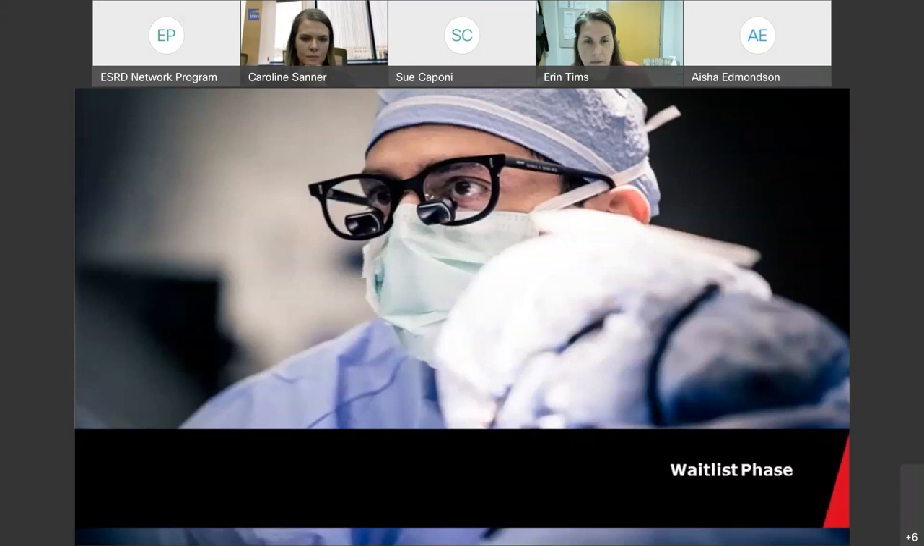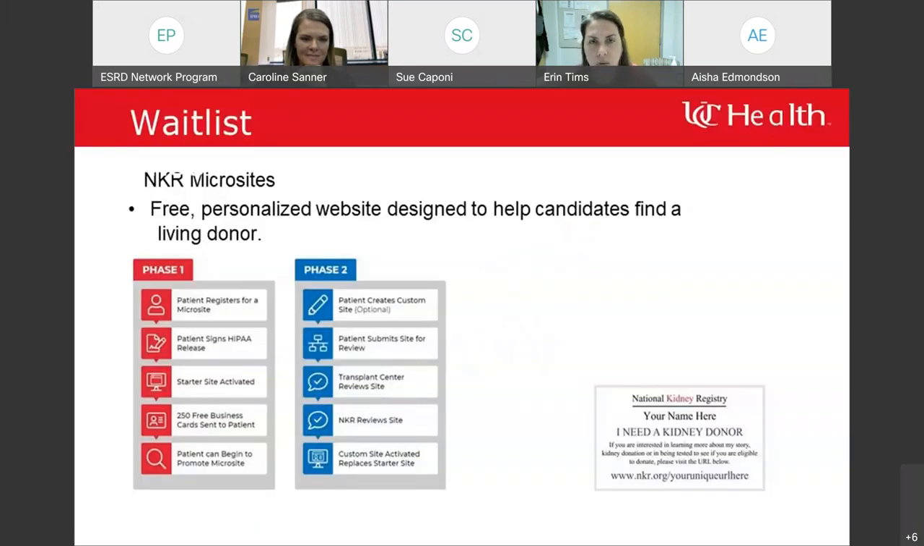Next. We're going to talk about once you're on our wait list. This is something that I know on other calls, Jen, our clinical manager, has talked about. They're called microsites, and they're in partnership with the National Kidney Registry, which is the registry that we're a part of to do our kidney swaps. They have started these microsites, which are wonderful. These are free personalized websites, just like it says, designed to help candidates find a living donor. Okay. So the phases are there.